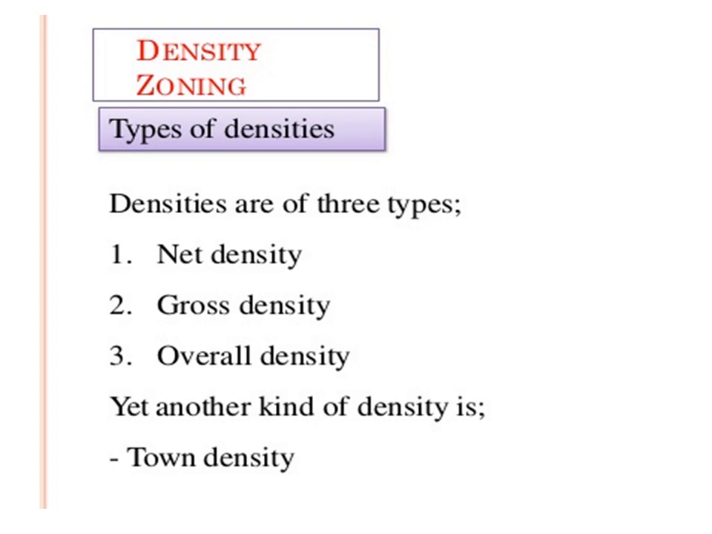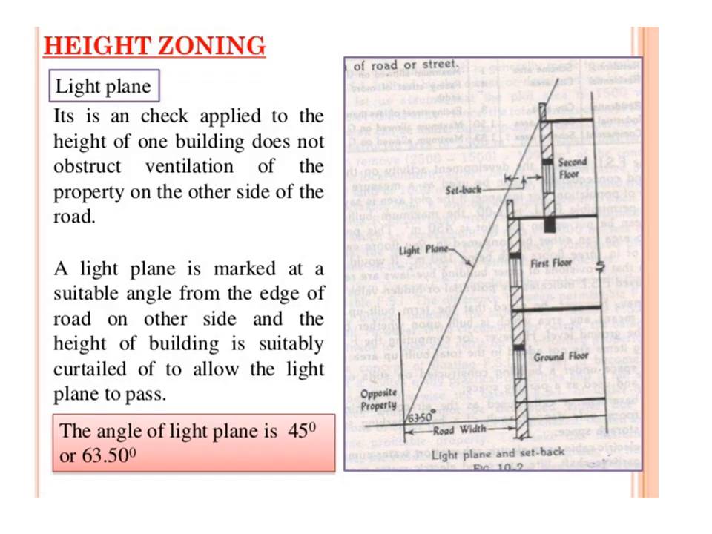and town density. Then height zoning, light plane. It is a check applied so that the height of one building does not obstruct ventilation of property on the other side of the road. A light plane is marked at a suitable angle from the edge of a road on either side and the height of building is suitably curtailed to allow the light plane to pass. The angle of light plane is 45 degree or 63.5 degree as shown in the figure.